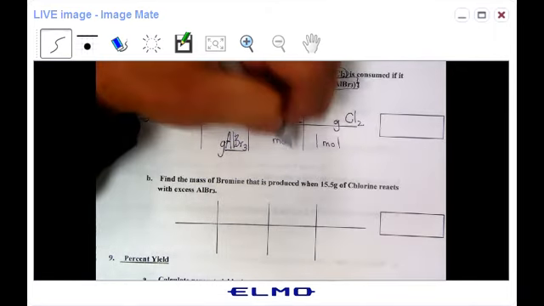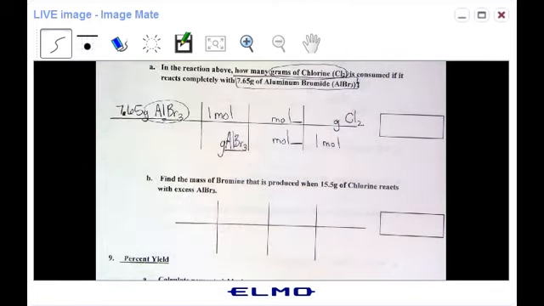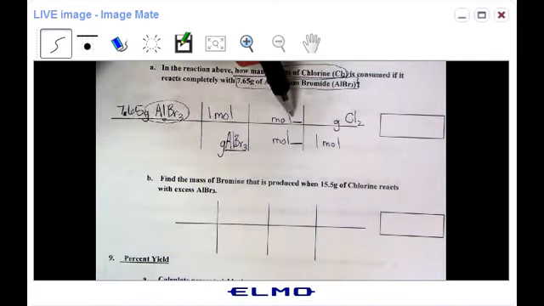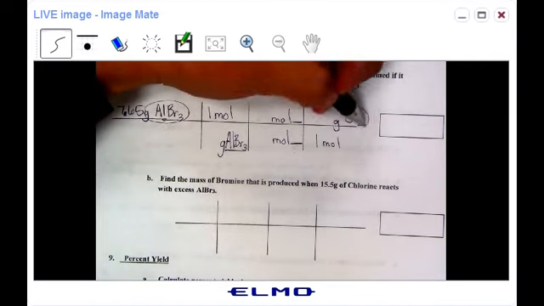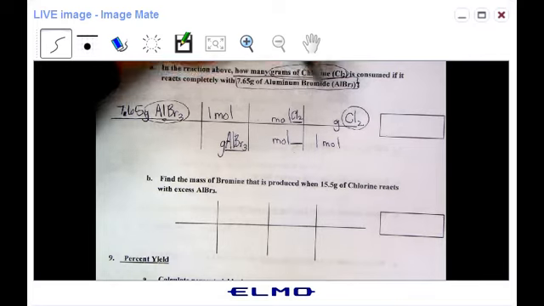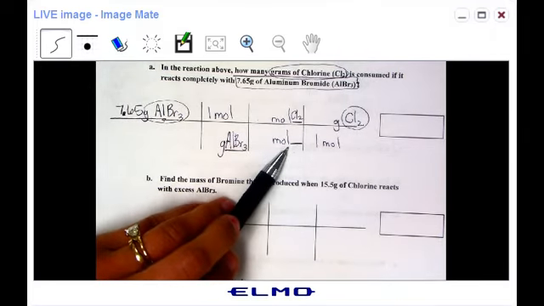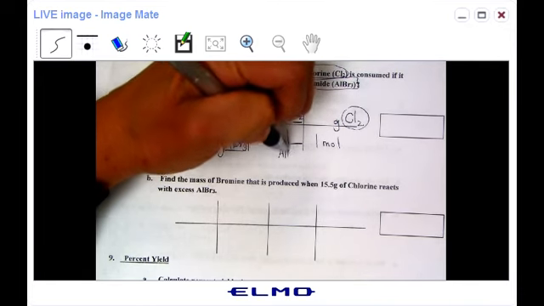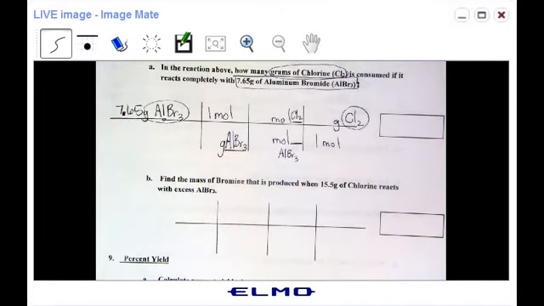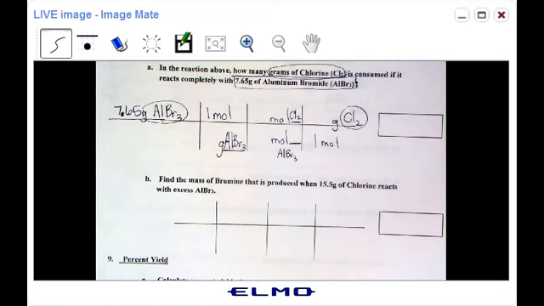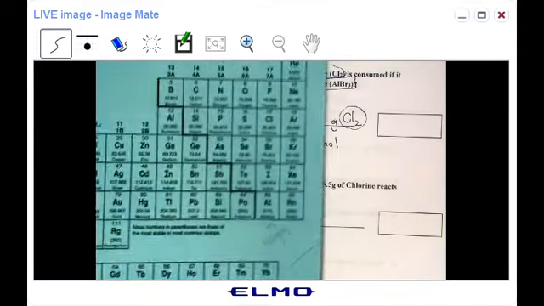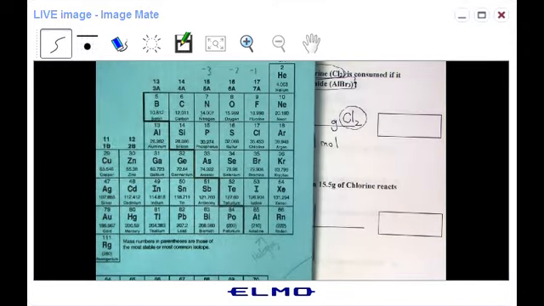We do need to know moles of what, though, for these 2 boxes only. Your unknown is what goes on the top, what you're looking for. We said we were looking for Cl2. What you do already know, what you were given, goes here, which is AlBr3. Grams of Cl, where do you find the mass of chlorine? Refer back to the periodic chart, 35.4.